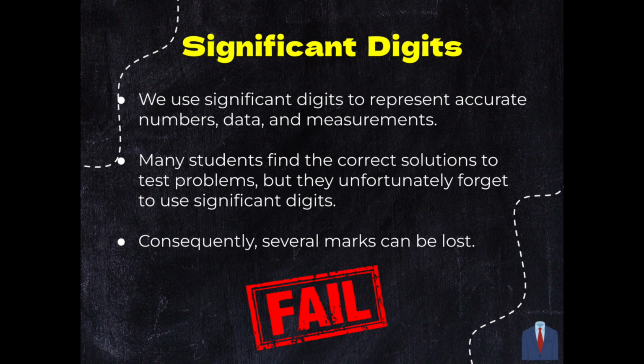Say you have a test question that wants you to solve for an unknown value. Most marks will come from showing your work and finding the right answer, but you still need to round your answer in a certain way to get full marks.